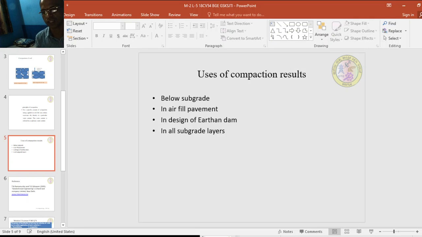Next is the design of an earthen dam. An earthen dam should be airtight and it should take the horizontal thrust of the water current. For that purpose, highly compacted soil is required. So in case of all subgrade layers, it may be low-lying area filling, a village road, major district road, minor district road, national highway, state highway, expressway, or below bridge abutments, piers, etc., the soil should be densely compacted, otherwise settlement takes place. So the knowledge of compaction is very important. The principle of compaction is to get a maximum dry density at an optimum moisture content.